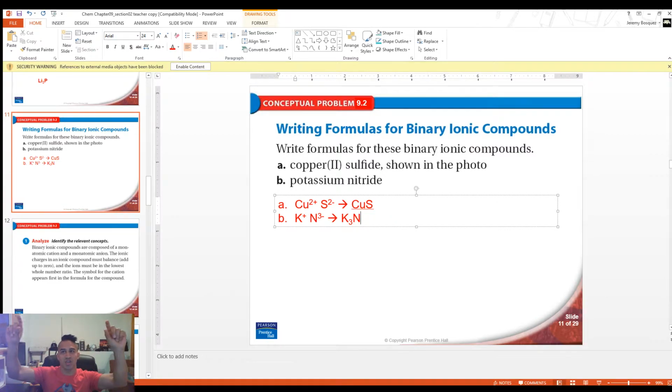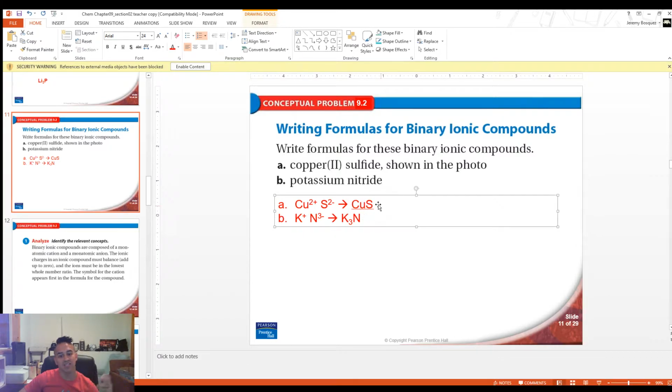So you take the charges of each ion, drop them down and switch them. Then you get rid of the plus and the negative. For example, this was K with a +1 and N with a 3. The 3 goes down onto the K, as we see here in the formula, and the 1 from the K goes down onto the N, which we don't write, but we see it there. On this one, the 2 from the copper would go down on the sulfur, and the 2 from the sulfur would go down on the copper.